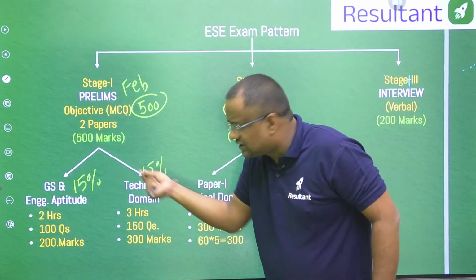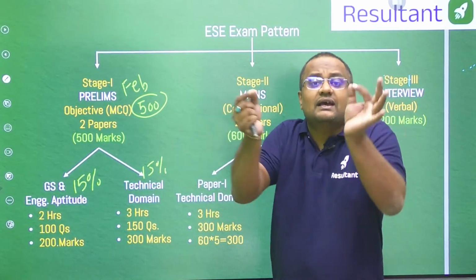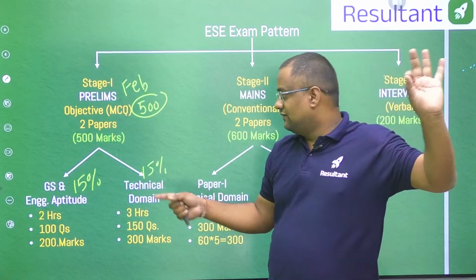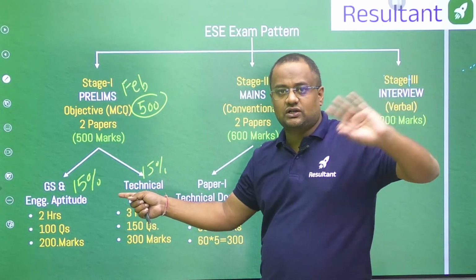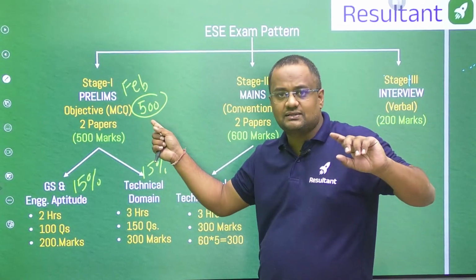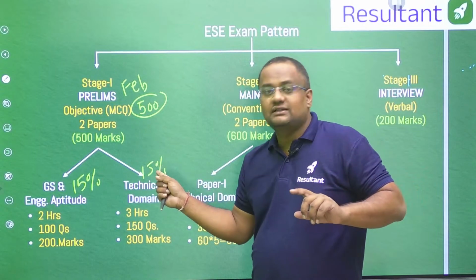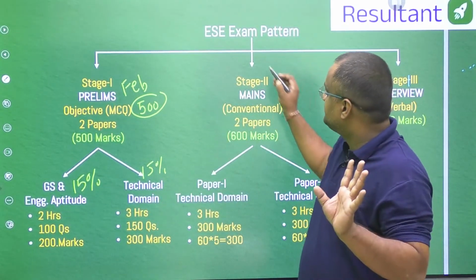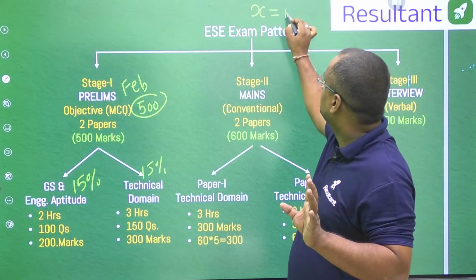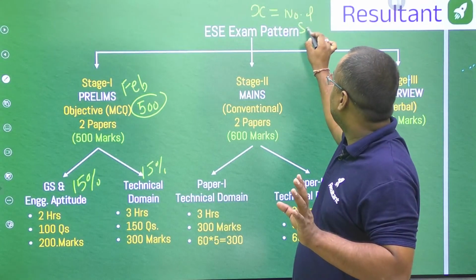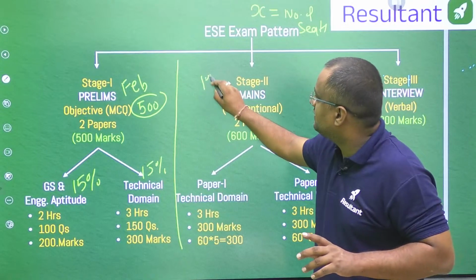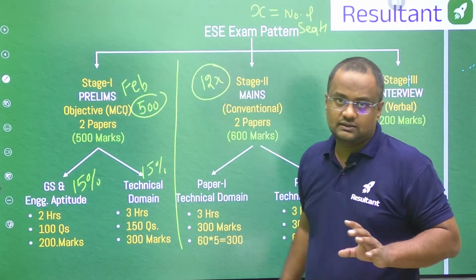But this individual cutoff is very, very low. Rarely is there a student who clears the total cutoff out of 500 marks but does not clear the individual cutoff, because it is very, very low. Suppose X number of seats are here, then for X number of seats, usually after the first stage, 12x students are called for mains.